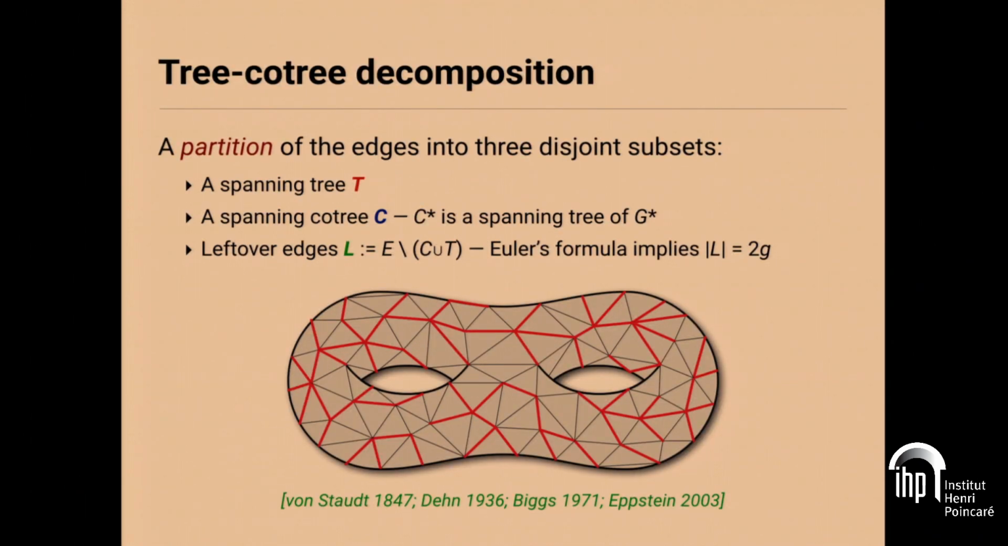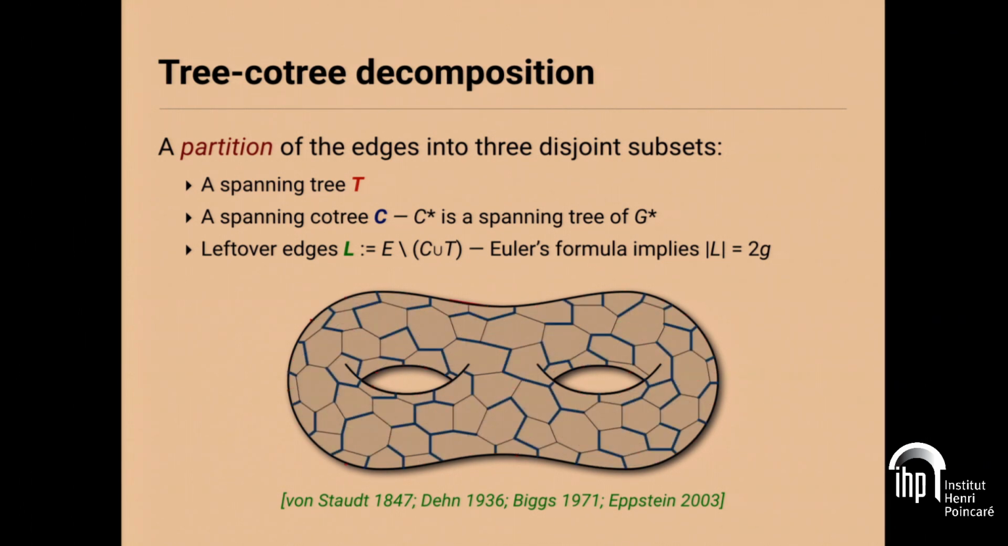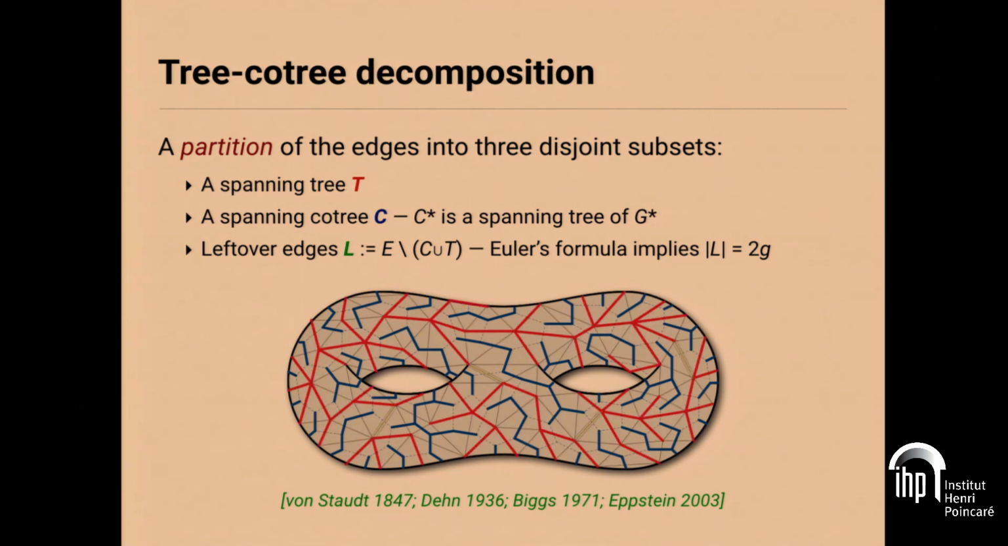To remind you what a tree-cotree decomposition is, given the graph on the surface, you can pick out any spanning tree that you want, any subgraph that touches every vertex and has no cycles and is connected. Then in the dual graph, you can pick out any spanning tree of the edges you haven't already used. And then finally, by Euler's formula, there'll be exactly 2g edges left over. Okay. Lots and lots of different choices how to do this. But let me now use this structure to derive other things.